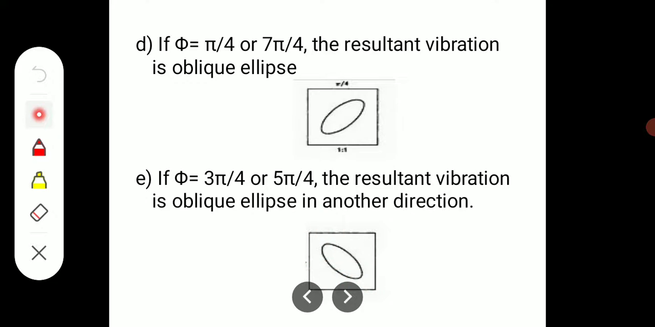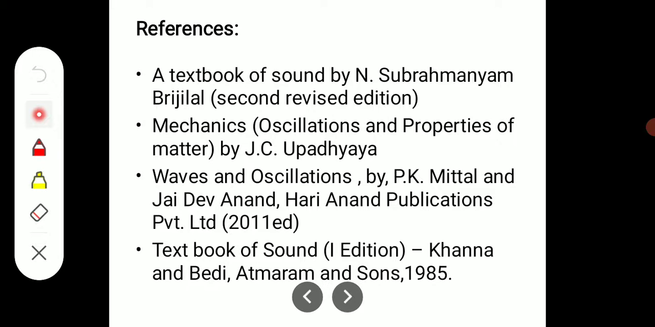So in this way we are getting the Lissajous figures if the two simple harmonic oscillations, the two sound waves, are vibrating exactly perpendicular to each other with the same frequency. So these are a few references that we can follow.